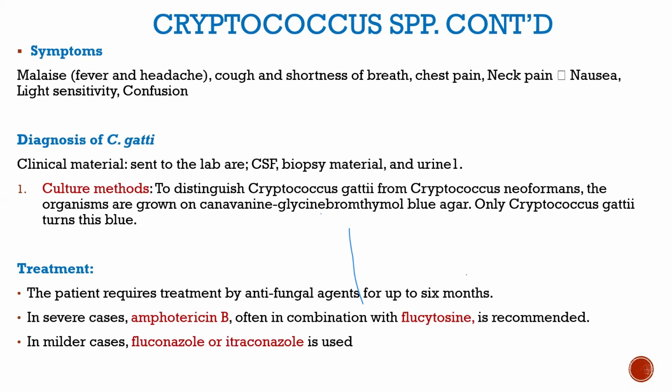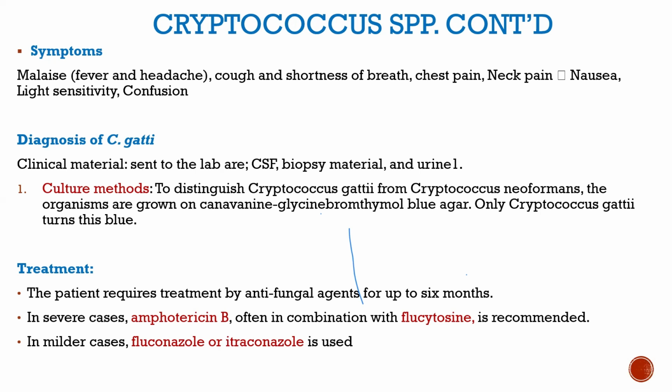Okay, so treatment is by antifungal agents for up to 6 months, depending on how invasive the infection or the disease is. Okay, you can use amphotericin B in combination with flucytosine. Okay, in milder cases, you can use fluconazole or itraconazole. So these are just antifungal agents.